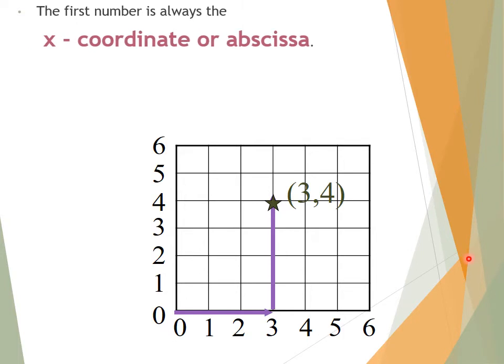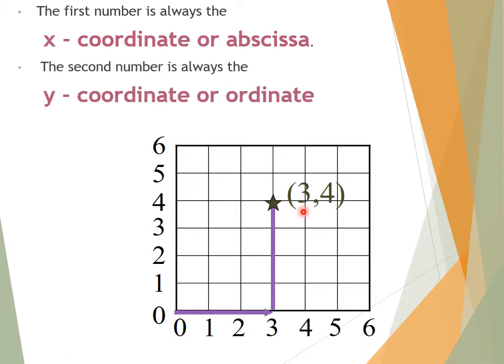The first number is always the x coordinate or abscissa. So, the first number right here is 3 for this particular position. So, this 3 or this position is actually known as the x coordinate or abscissa. Why x coordinate? Because we have moved 1, 2 and 3 times along the x-axis and the value is 3. So, we will place the first value as the position with respect to the x-axis. That's why it is known as x coordinate or abscissa.